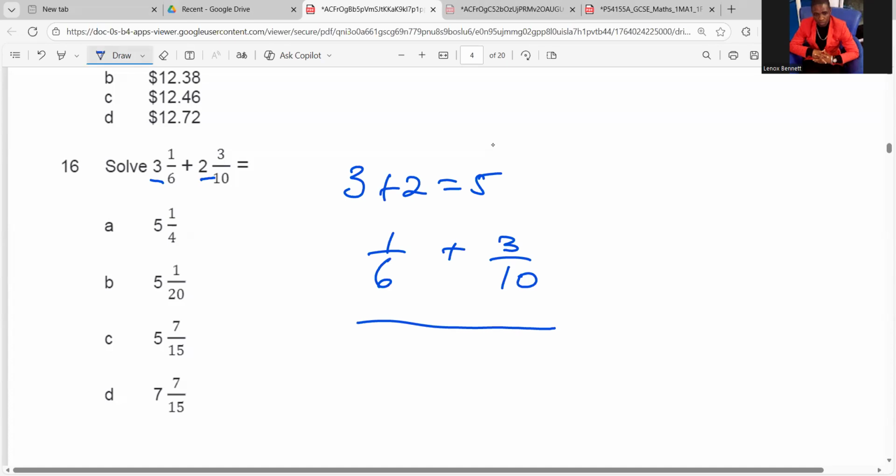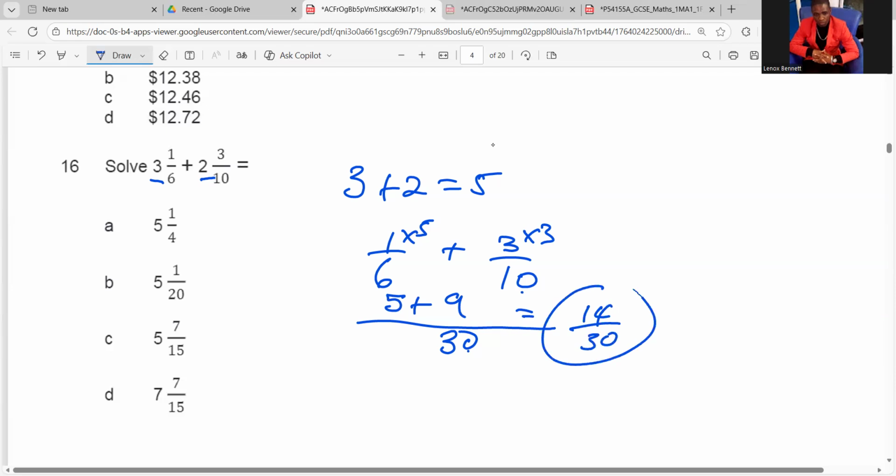Now the LCM would have been 30, right? 6 into 30, 5 times, 1 times 5. 10 into 30, 3 times, 3 times 3 is 9. So that works out to 14 over 30.